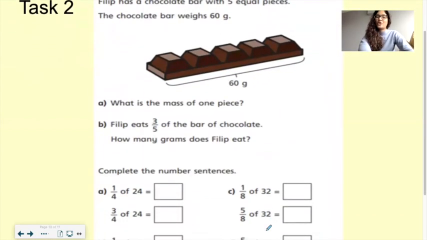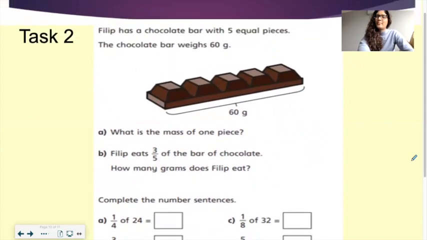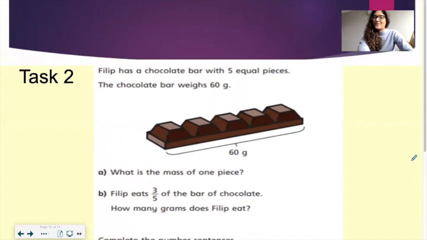Task number 2. Philip has a chocolate bar with 5 equal pieces. The chocolate bar weighs 60 grams. What is the mass of one piece? And then part B, Philip eats 3/5 of the bar of chocolate. How many grams does Philip eat? Have a go at answering those for me.